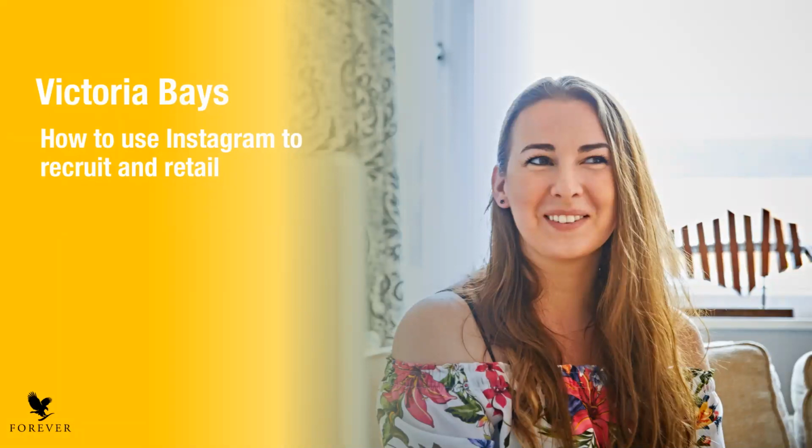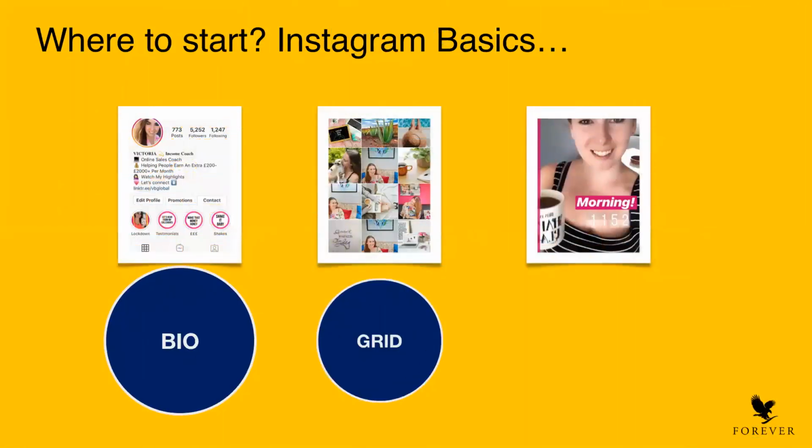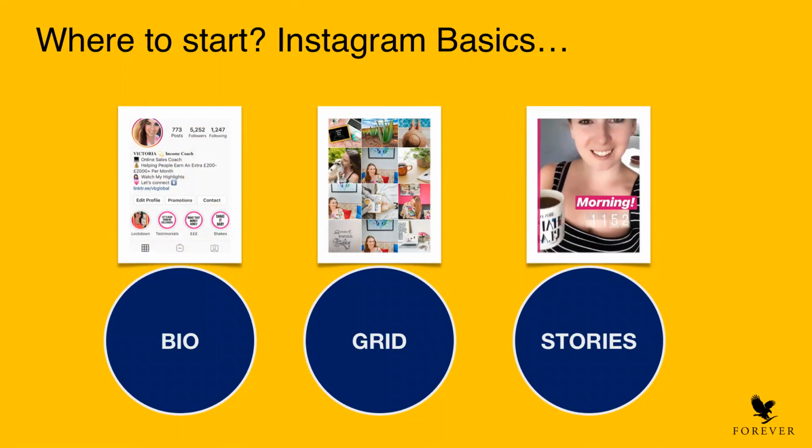So let's get started. There we go. So where to start? Instagram basics. Today we're going to be looking at 3 different areas of Instagram. We're going to look at your bio, your grid, and then the use of stories. All 3 of these components are crucial when it comes to Instagram because they are the 3 areas that your prospects and potential customers are going to start checking out.